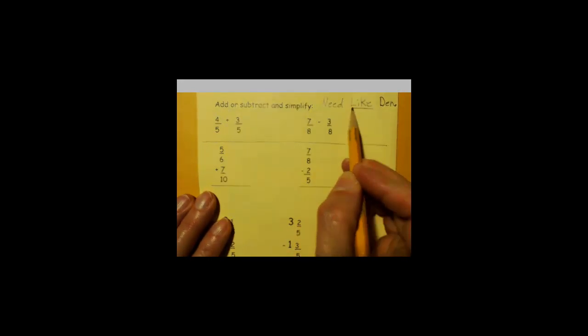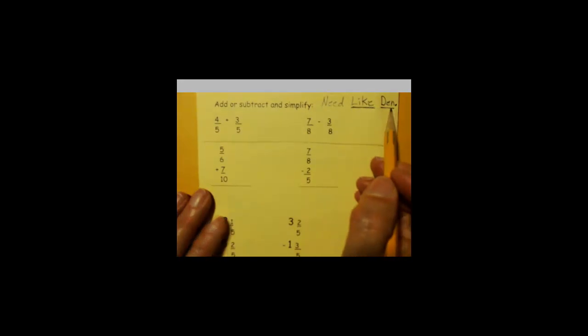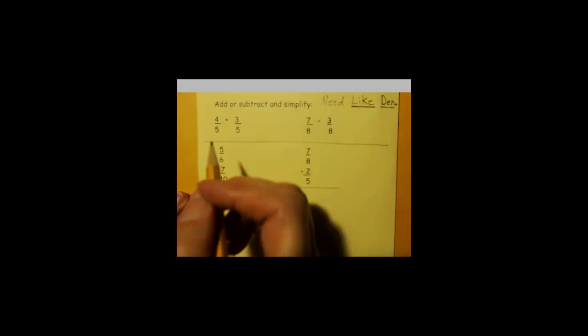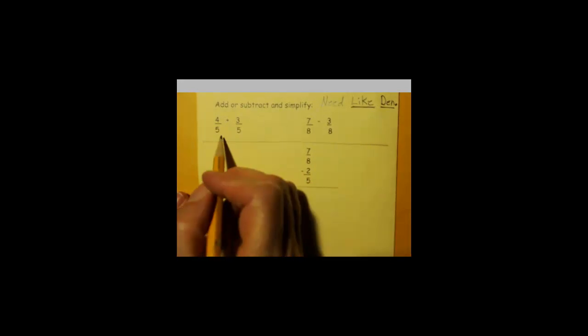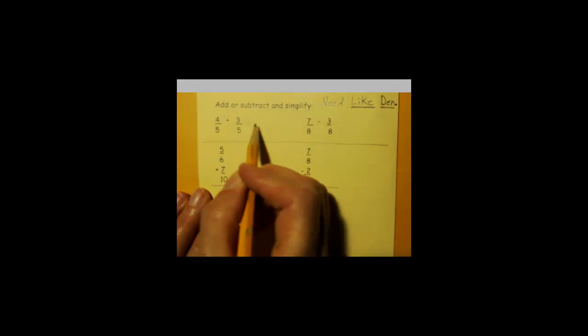And I think many of you recall this from the past. What we mean by like denominators is we're basically saying we need to have the same size pieces so that we can group these things. In these first two examples, we've got like pieces, same size denominators. I've got 4/5 plus 3/5. In all, I have a total of 7/5.